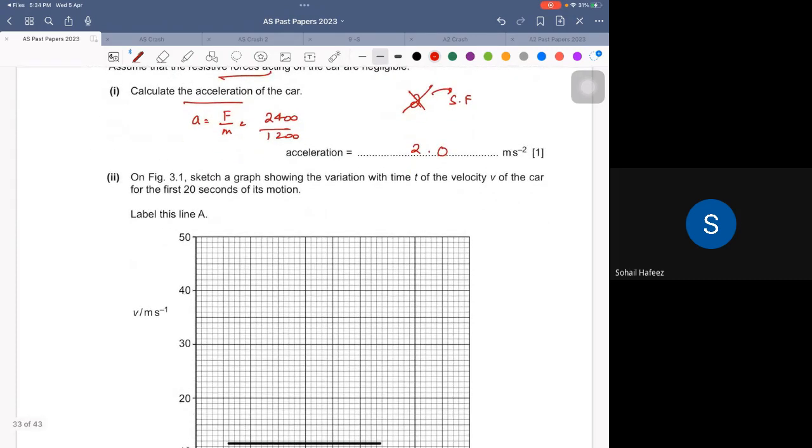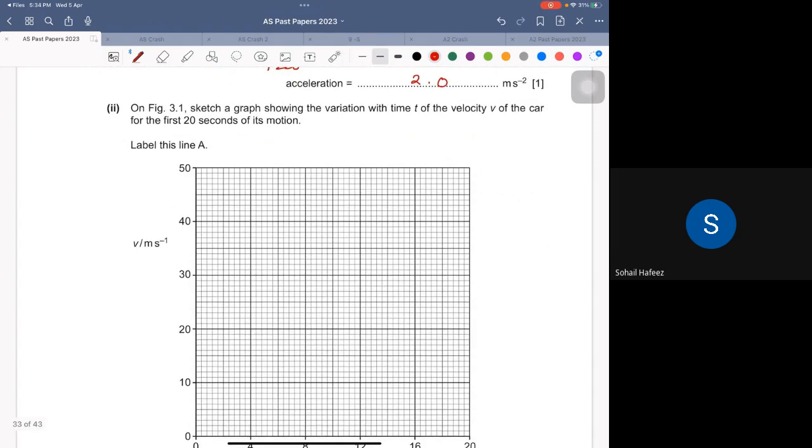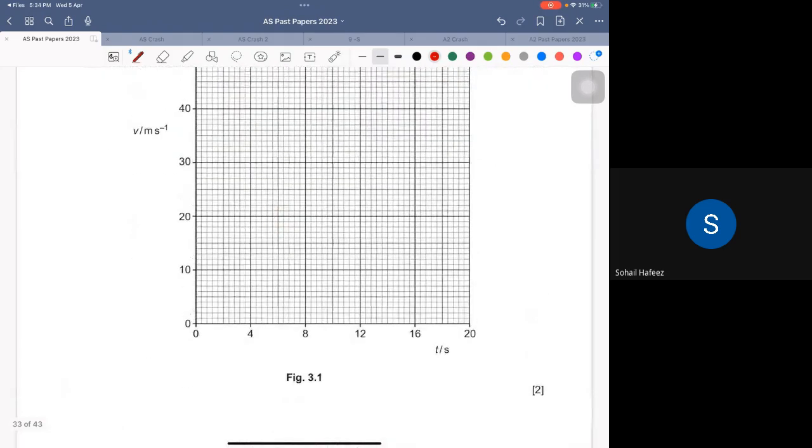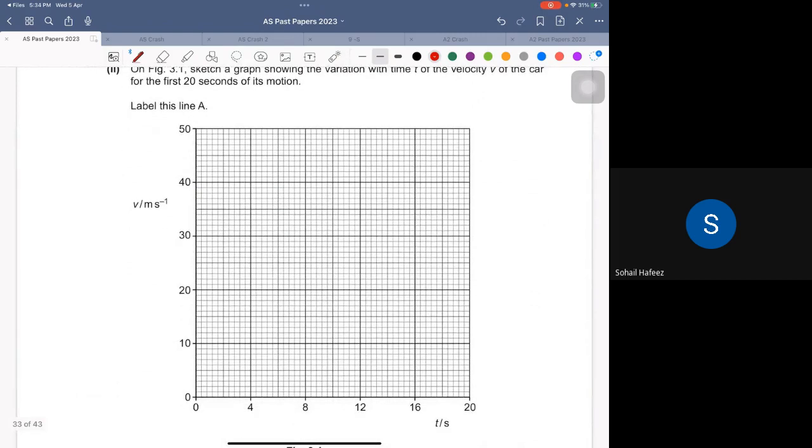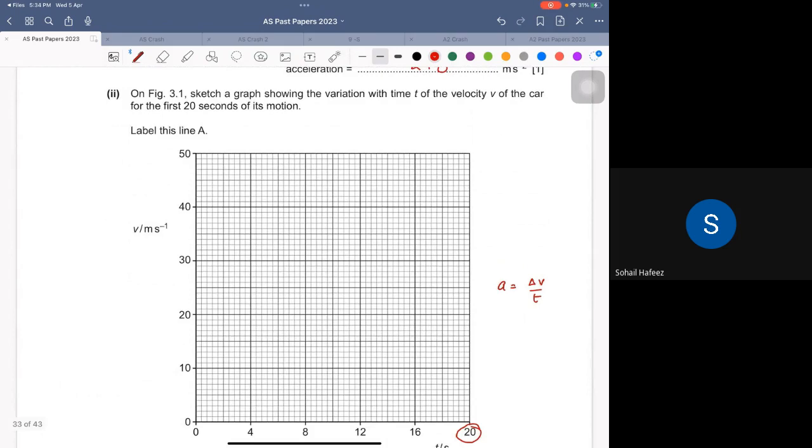Okay. Now, then it says sketch a graph of the variation of velocity of the car and so on. So we have the acceleration, and we're going to say what will be the velocity after 20 seconds, because acceleration is change in velocity over time, right? And so acceleration was 2. We want to find the final velocity. Initial was 0 and time was 20. So this is going to be 2 into 20, 40. So final velocity will be 40. We're going to go here, and then we're just going to make a straight line like that. Okay, so this would be our graph then.